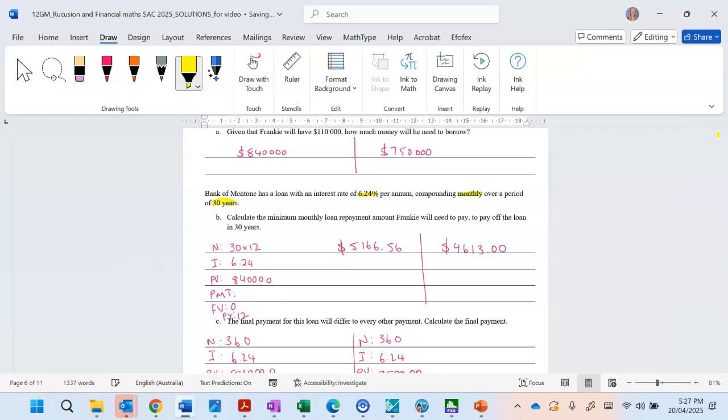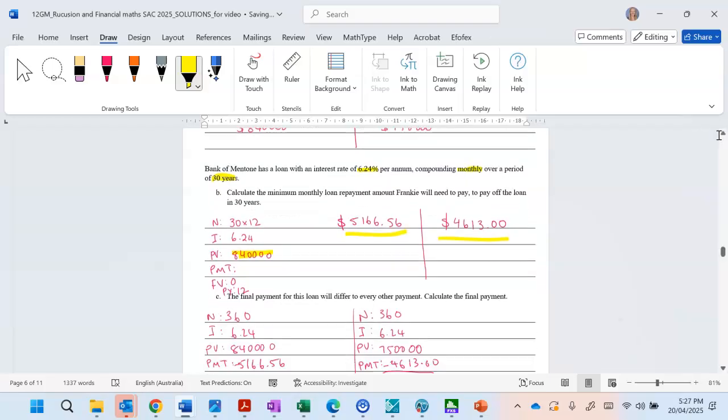It's a loan, so it's money coming to you, so that is positive, and PMT is what we're calculating. The only thing that really changed was that principal value. So if it was option A, that's your answer. Option B, that's your answer there.